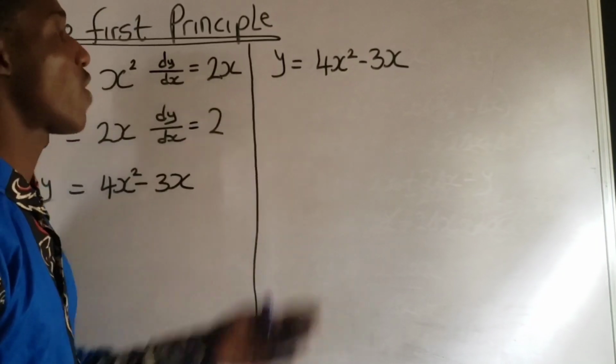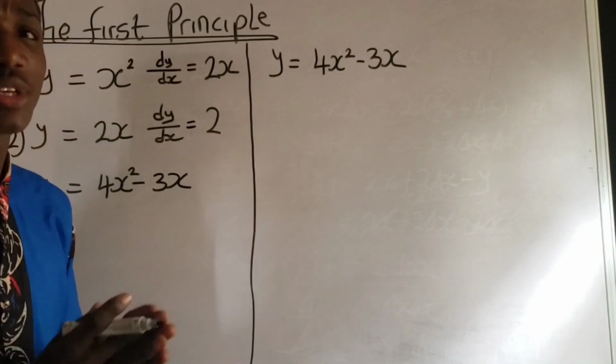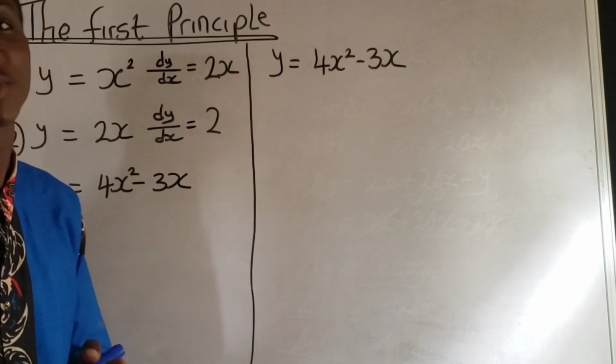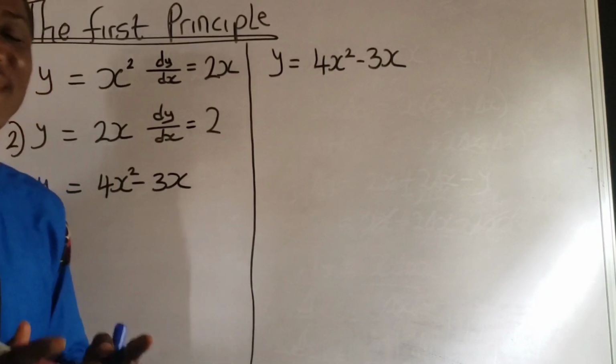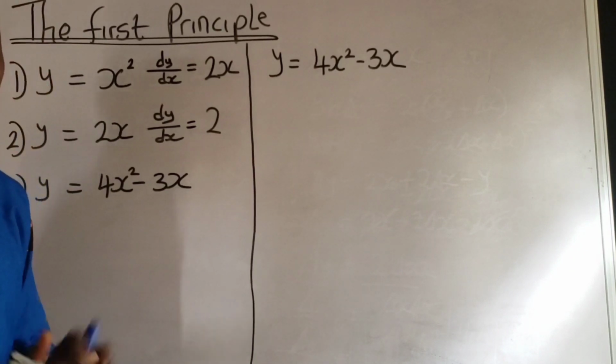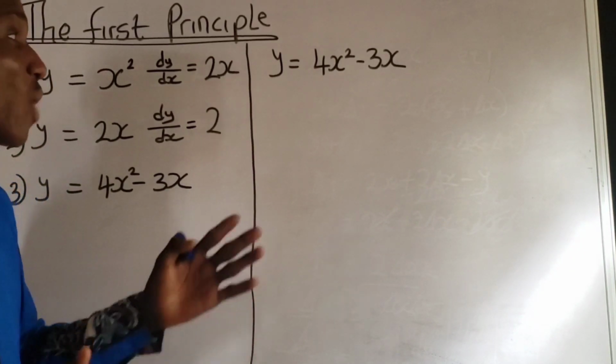y is equal to 4x squared minus 3x. The first step is to increase x by delta x and increase y also by delta y. That is, let there be an increment in x by delta x. There will also be a corresponding increment in y by delta y.